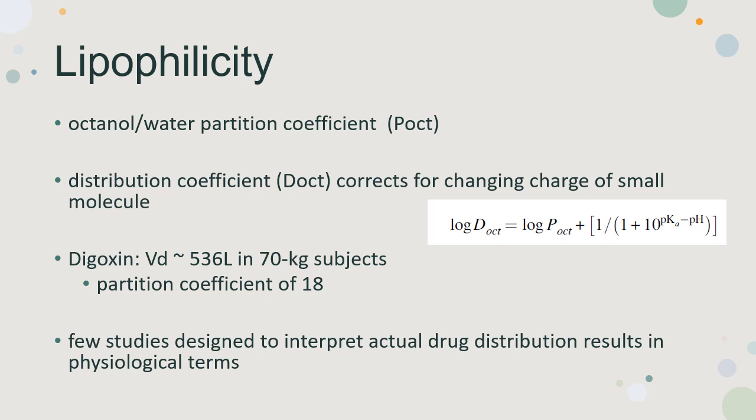And if the coefficient is high, such as for digoxin, that means it's a drug that prefers to be in octanol. So it's lipophilic. Now, just so you know, because of the changing pHs, that's sometimes going to change the charge of the molecule, and if it's charged, it's obviously going to be more hydrophilic. So that's what this D octanol coefficient is.